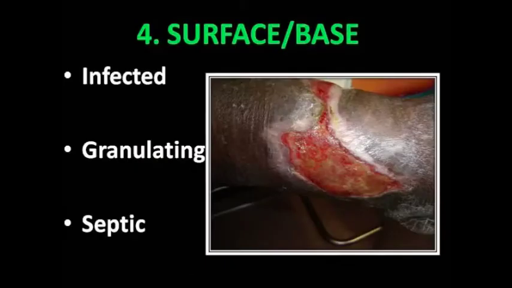If we look at the surface or the base, we need to determine whether it is infected, whether it's granulating, whether it is septic. This has all got implications in terms of treatment. Do we need to add an antibiotic? Do we need to change our dressing to something more effective? Or if it's granulating, we're doing a great job, we must just continue with it.